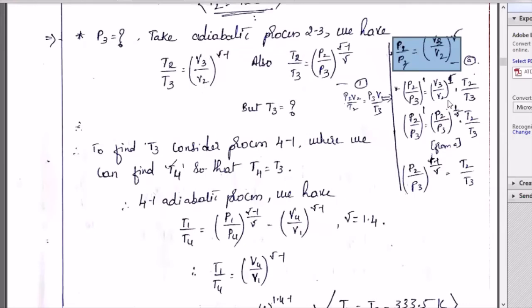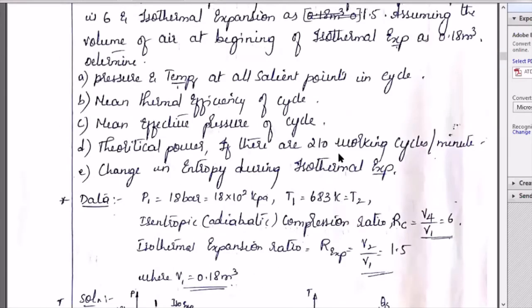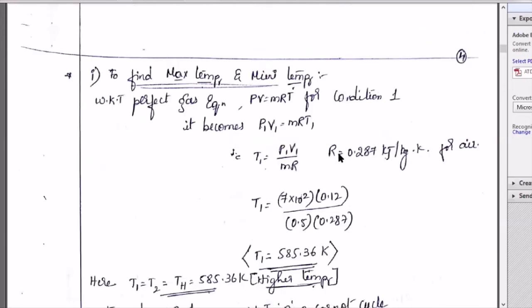I will write it in terms of T2 by T3. So V3 by V2 can be written as T2 by T3, or it can be written as P2 by P3. That's why I write it as P2 by P3 to the power of 1 by gamma. Finally, this will become P2 by P3 to the power of gamma minus 1 by gamma is equal to T2 by T3. So very easiest way. If you are getting confused, I will go for the derivation. In the derivation only I will show how we get the value.